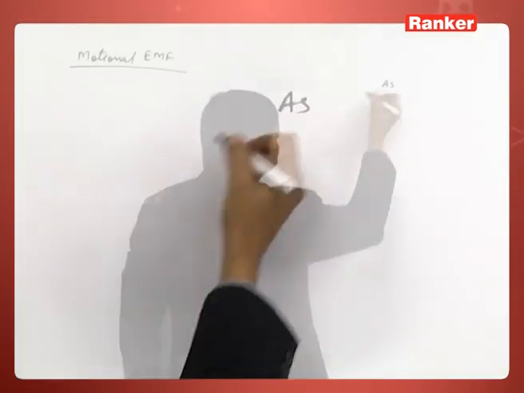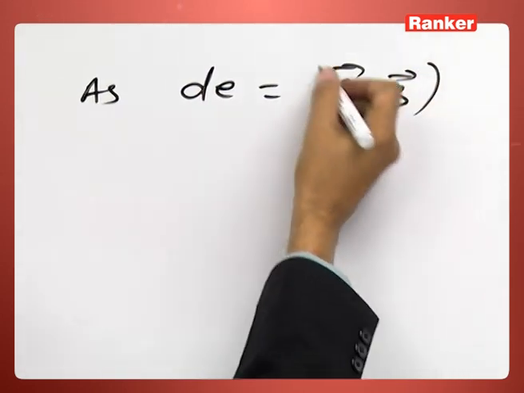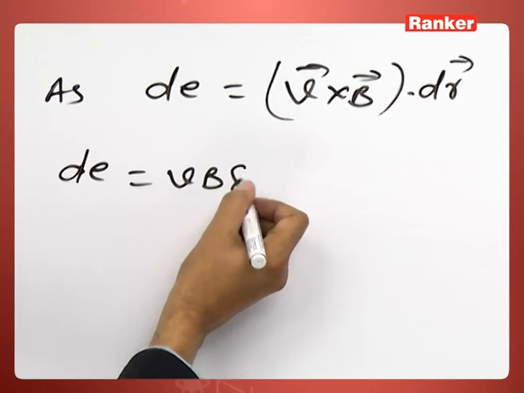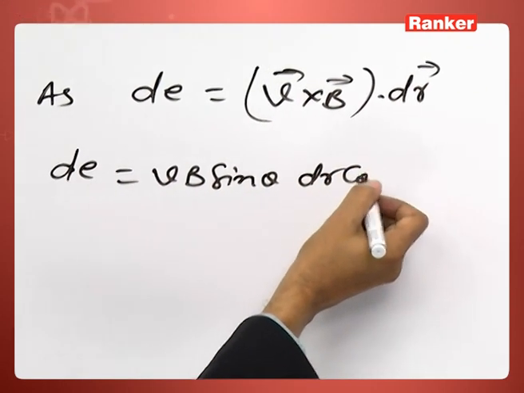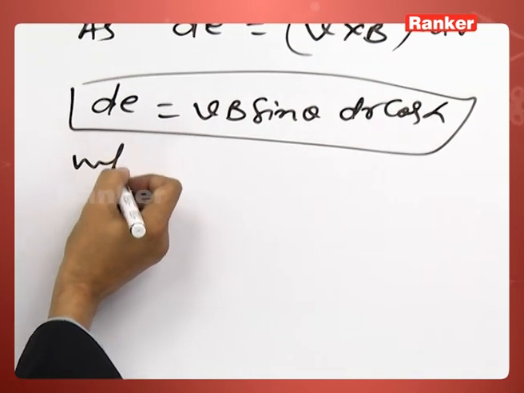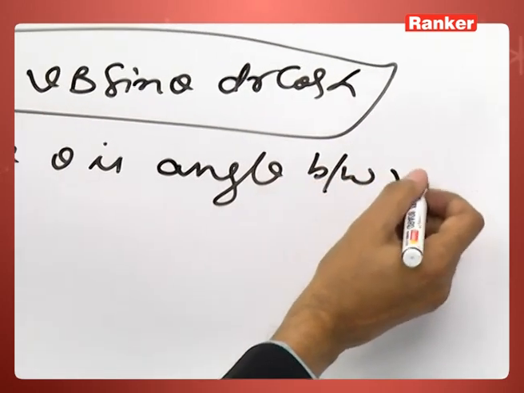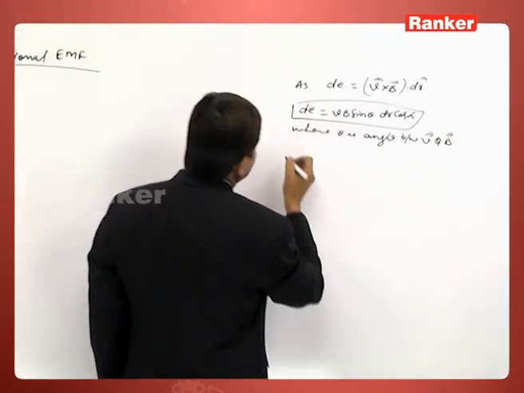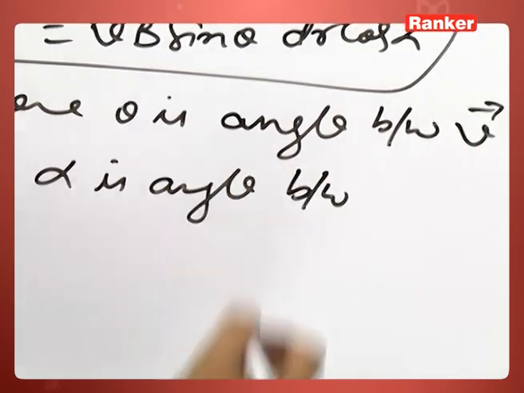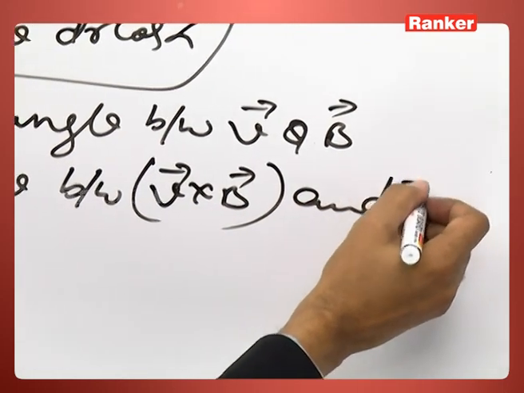As the induced EMF is written as V cross B dot dr, or we can say VB sin theta dr cos alpha, where theta is the angle between vectors V and B, and alpha is the angle between vector V cross B and dr.